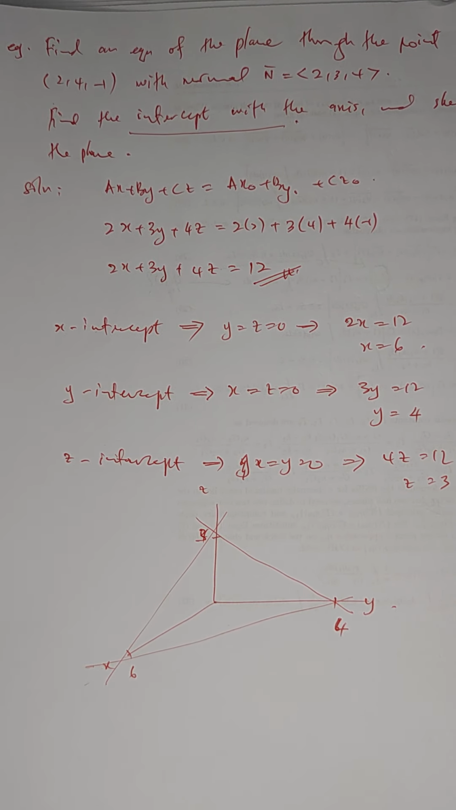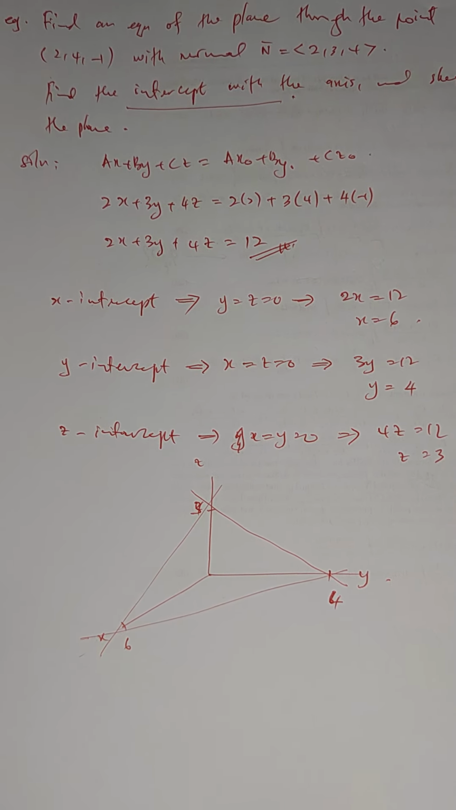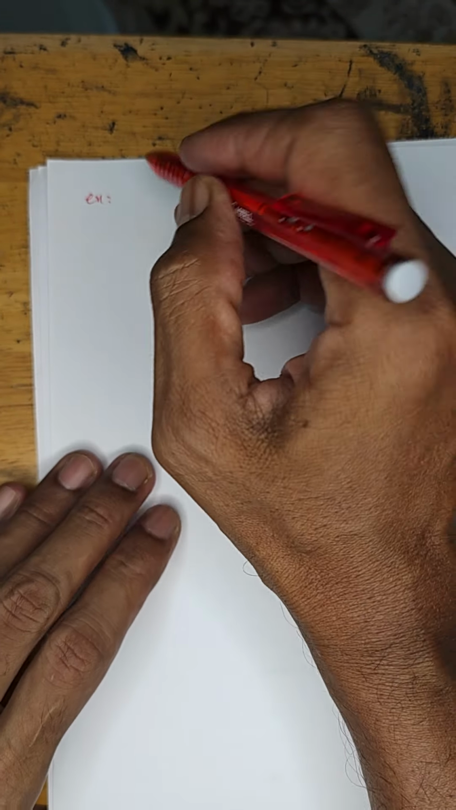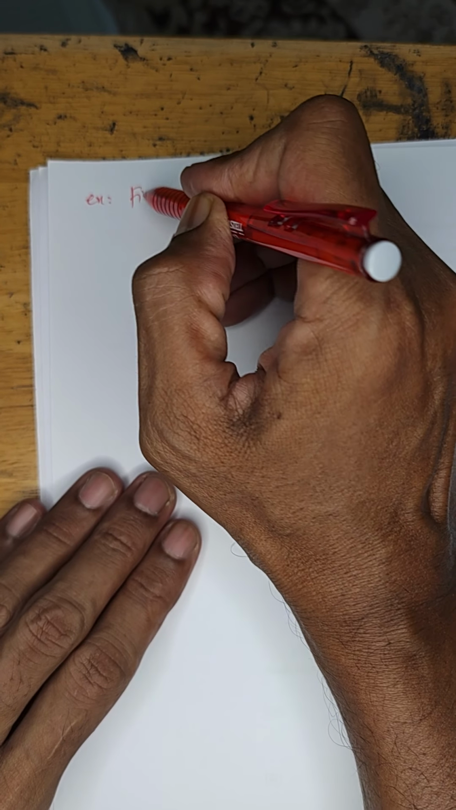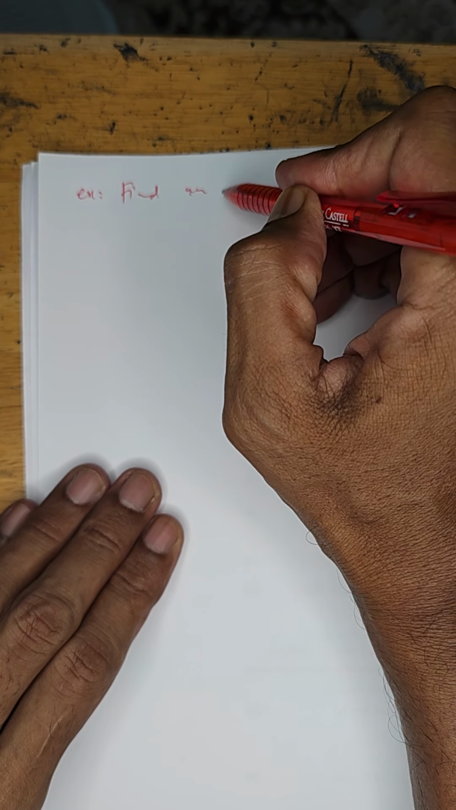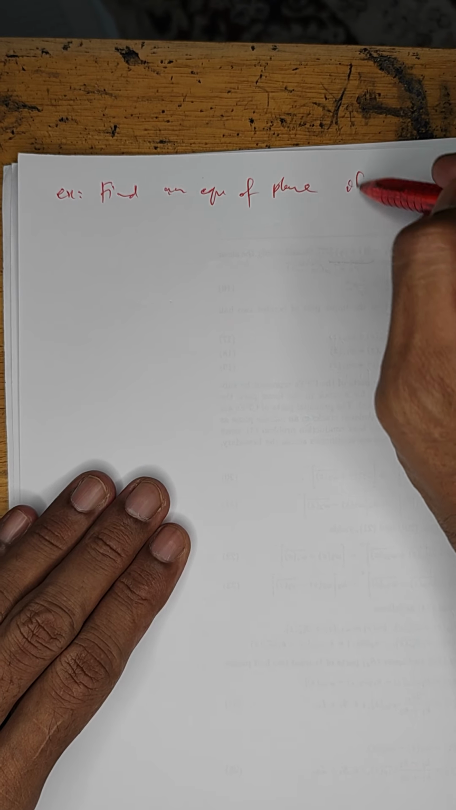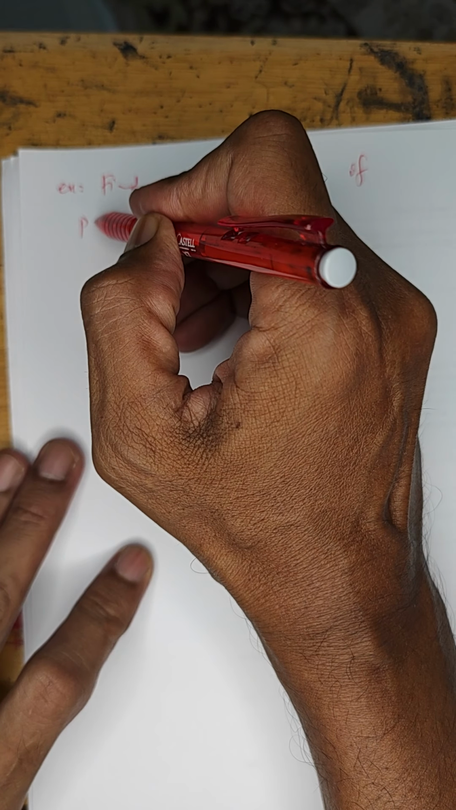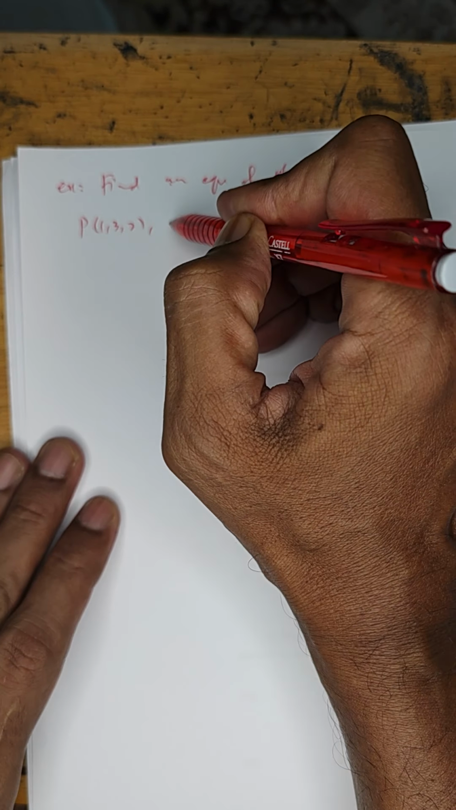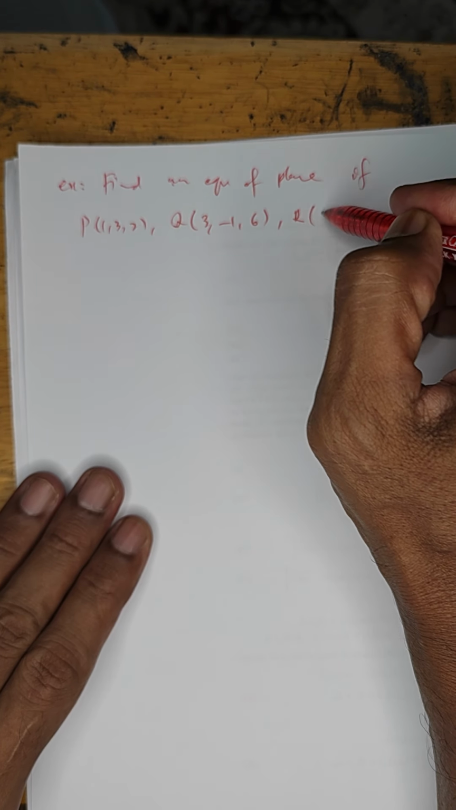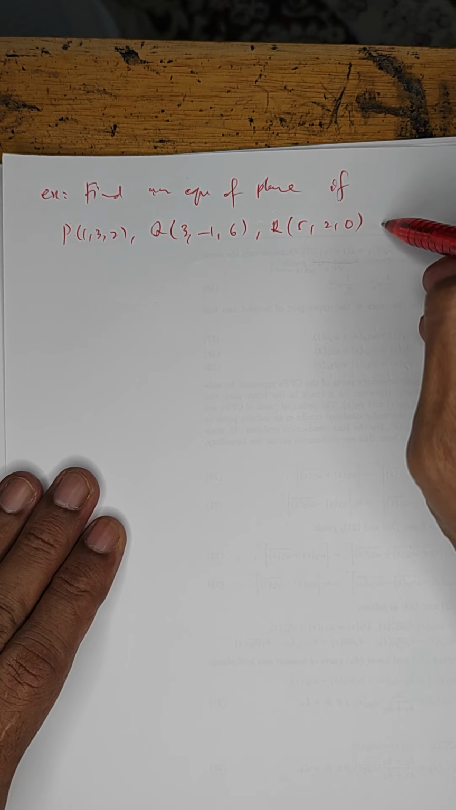I have some more exercises that I'll give to you. Exercise: find an equation of the plane if the points P (1, 3, 2), Q (3, -1, 6), and R (5, 2, 0) are on the plane.